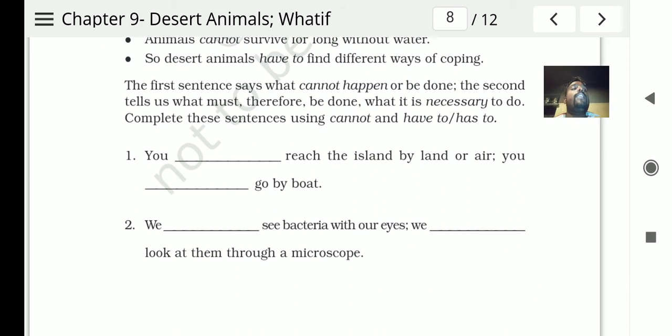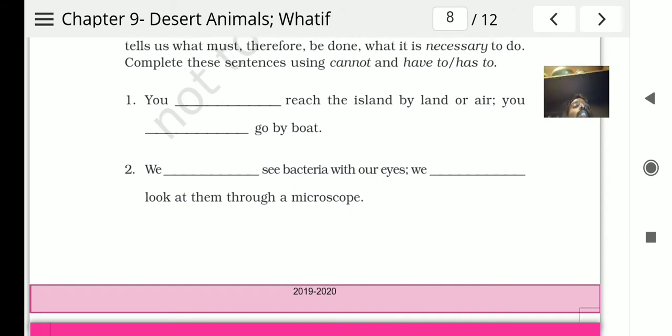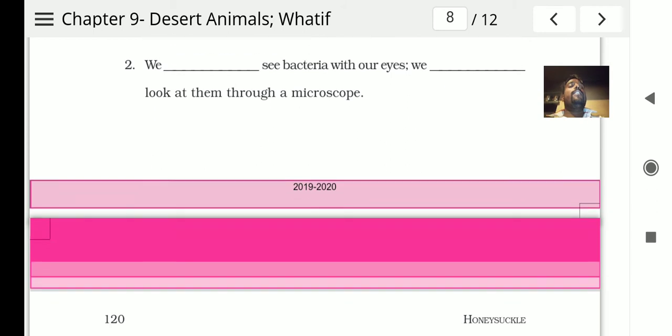Okay. Let us move on to the next one. We dash see bacteria with our eyes. We dash look at them through a microscope. What we have to fill up here? We cannot see bacteria with our eyes. Here you have to fill up have to. We have to look at them through a microscope. Did you get? Okay, let us move on to the next one.